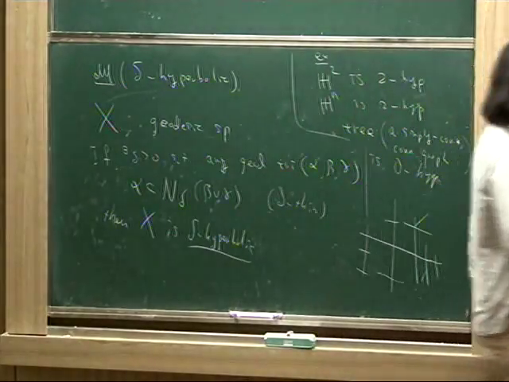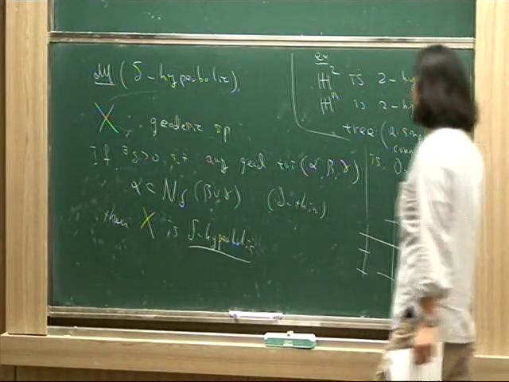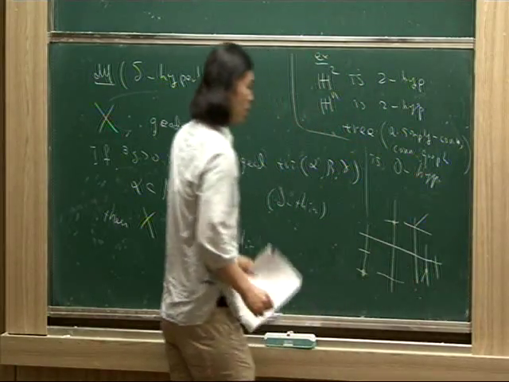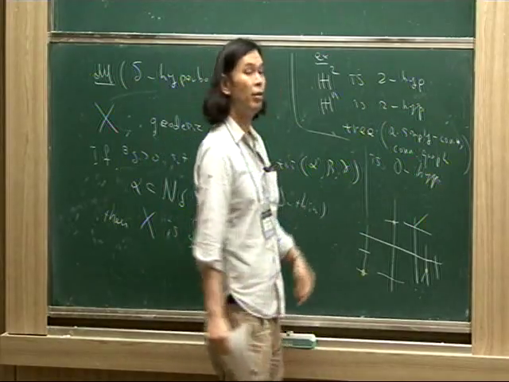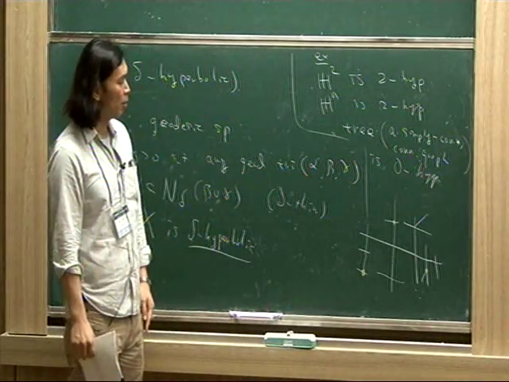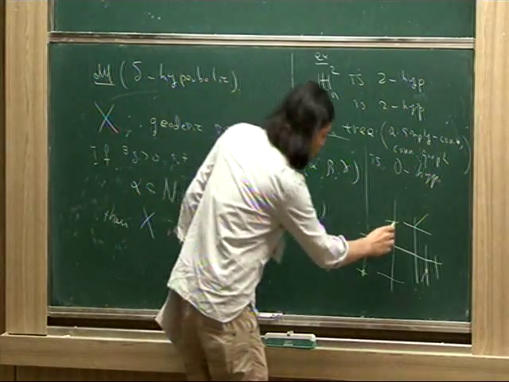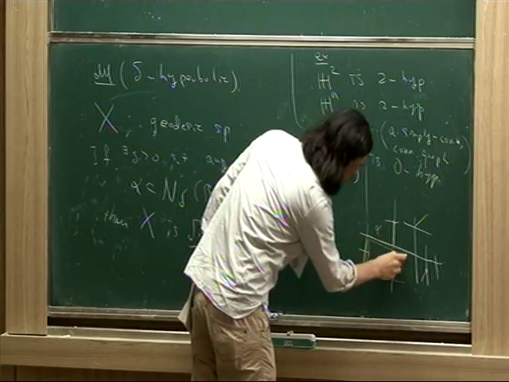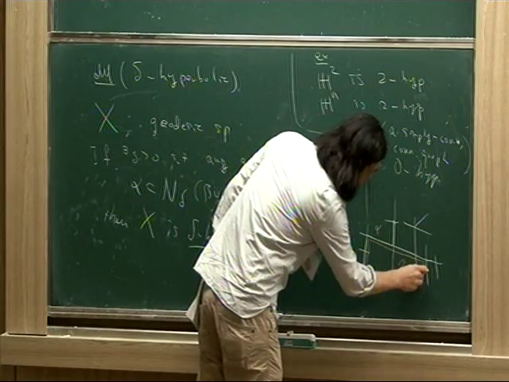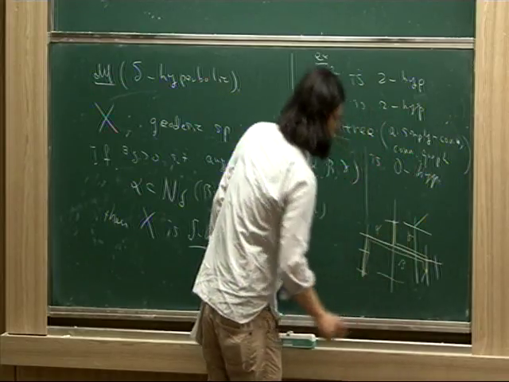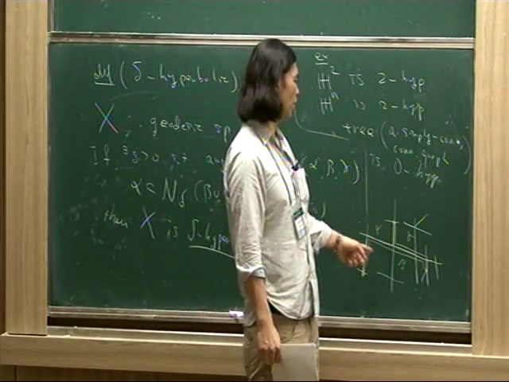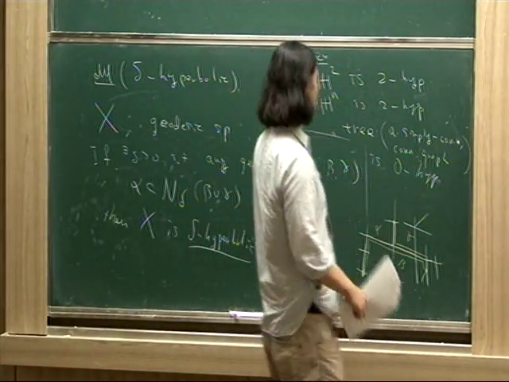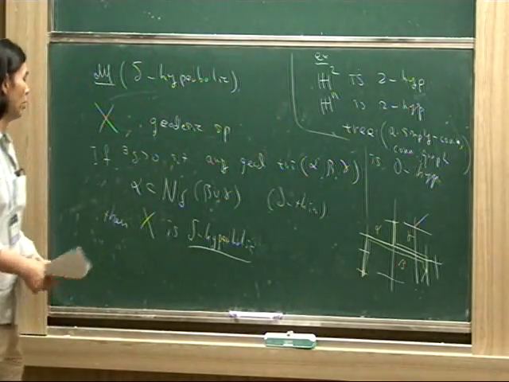So, if you draw a geodesic triangle, suppose those three are the vertices, then actually there's a unique geodesic triangle having those 3 points as the vertices. So one side is alpha, and this is beta, and this is gamma. Okay. So, for example, alpha is contained in the union of beta and gamma, so it's contained in the zero neighborhood of the union of beta and gamma. That means it's zero hyperbolic.